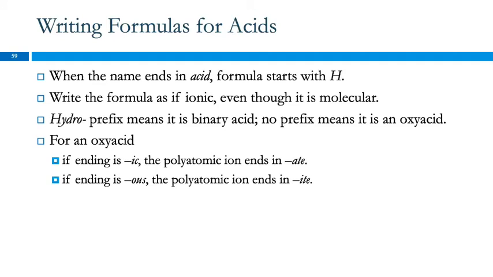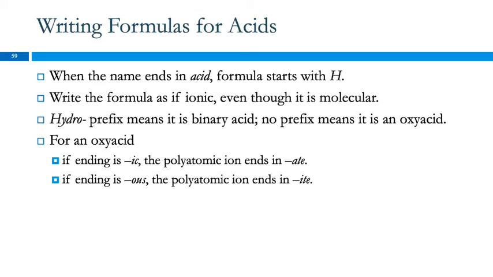I already did an example of this, but here's the written instructions. To write the formula, when the name ends in acid, the formula starts with H. You write the formula as if it were an ionic compound, even though it is molecular, because it forms ions in water. If you've got a hydro prefix, it means it's a binary acid. If there's no prefix, it means it's an oxyacid.